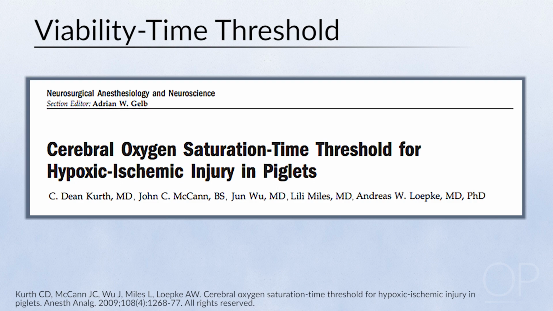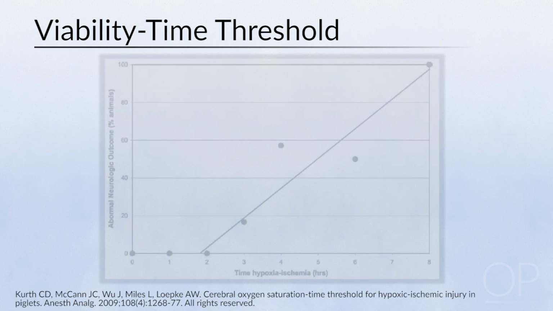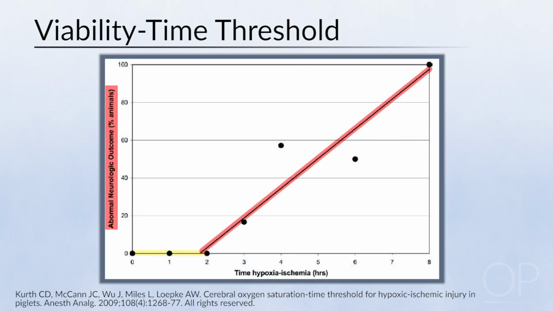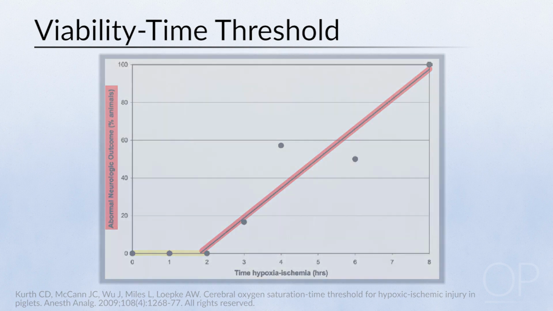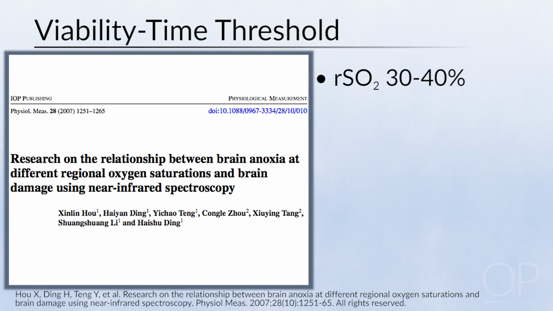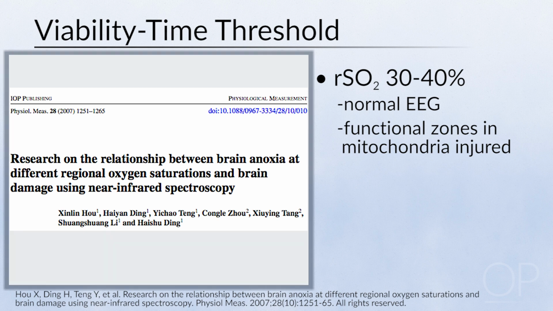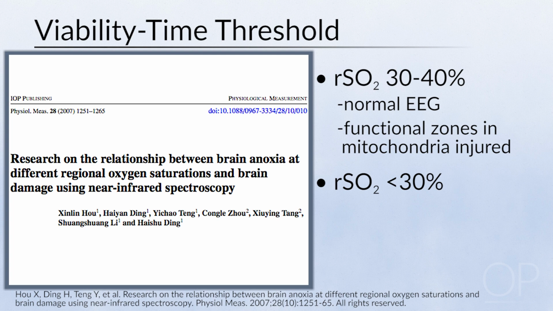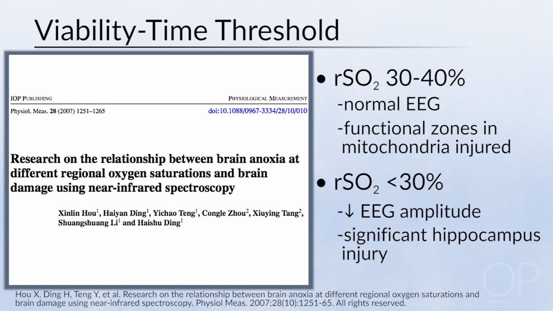So one knows at what cerebral oxygen saturation value we start to see cerebral changes, but how long should the saturation be at that value before you get irreversible cell injury? Dean Kurth did a follow-up study where the cerebral oxygen saturation was held at 35%, and only after 2 hours were they able to detect neurologic abnormalities in the piglets and histologic damage. Another group of investigators made piglets hypoxic for 30 minutes. With cerebral oxygen saturation values in the 30 to 40 range, although the EEG was normal, they started to see functional zone injury in the mitochondria. And with saturation values below 30 for 30 minutes, they started to see a decrease in EEG amplitude and significant injury in the hippocampus. So we don't know the exact viability time threshold, but it's likely to be somewhere between 30 minutes and 2 hours.